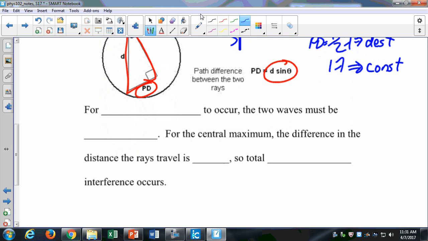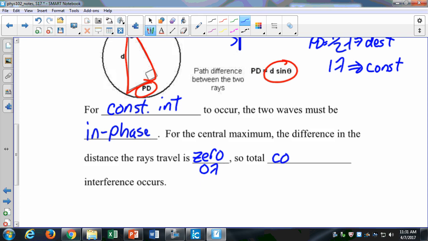Okay, so for constructive interference to occur, the two rays must be in phase. And for the central maximum, the difference in the distance the rays travel is zero. Or I can think of it as zero wavelengths. So total constructive interference occurs.